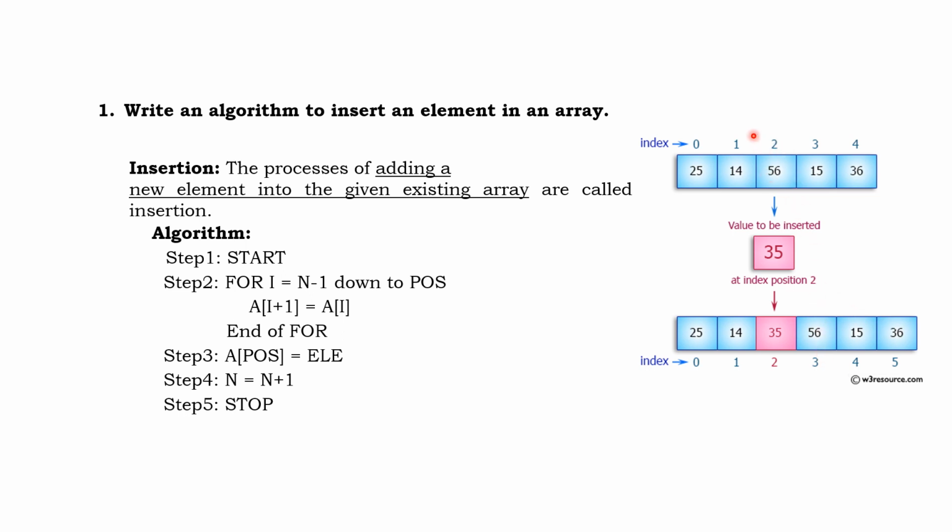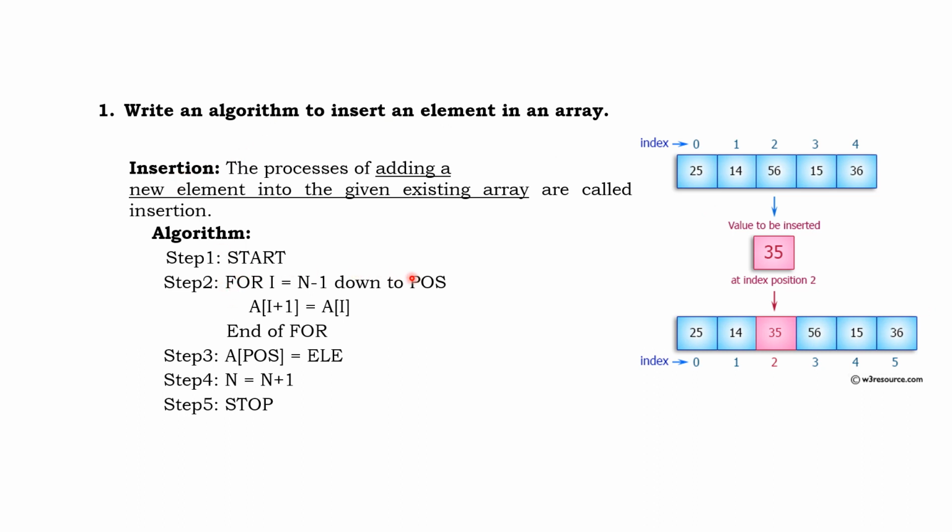That means 56, earlier it was in the second position, now we have shifted 56 into the 3. That means 36 from position 4 is shifted to position 5. That means from lower order to higher order position we are shifting in insertion.